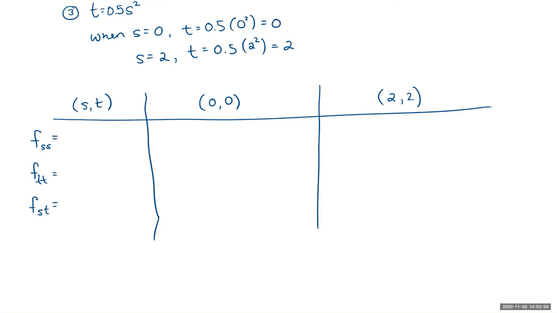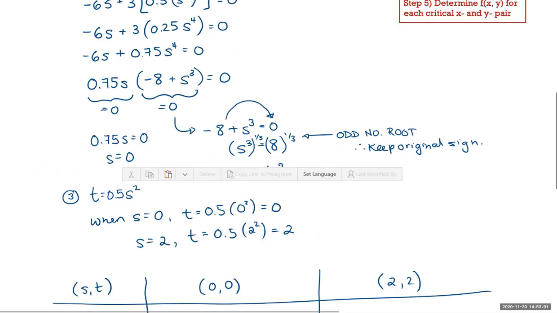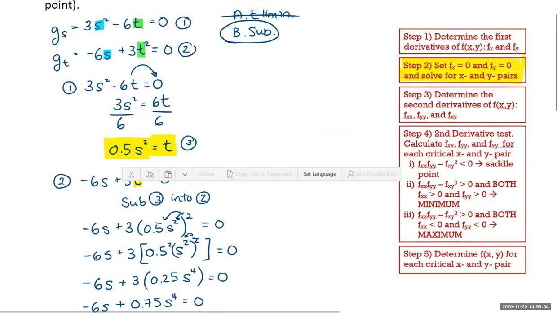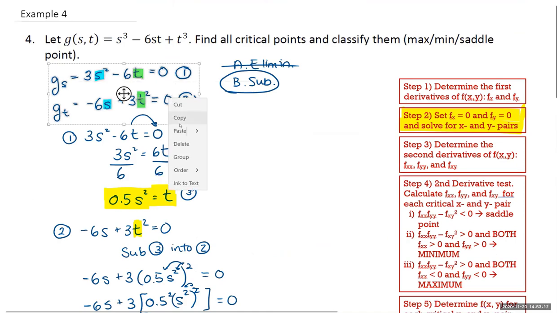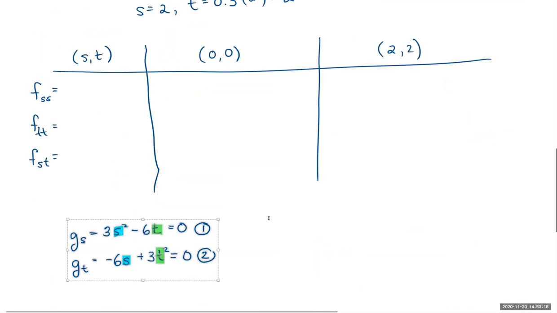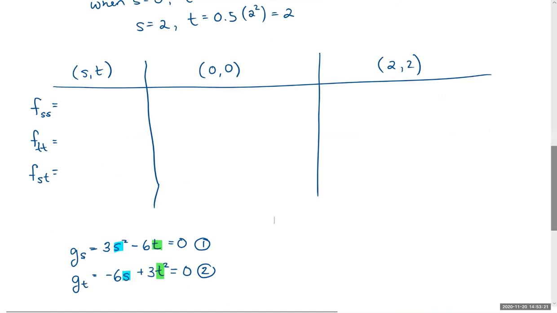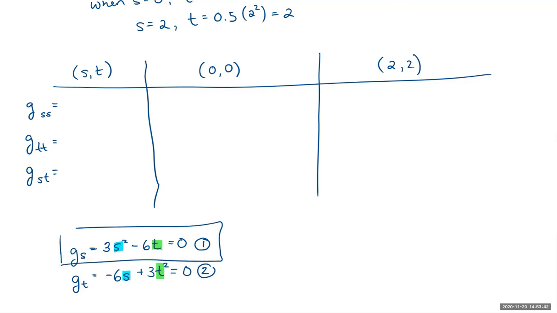So to get my second derivatives, I'm going to grab my first derivatives and take the derivatives again. For GSS, these should all be G's here, I'm going to take this first equation right here and take the derivative with respect to s. So the derivative of 3s squared becomes 6s. The second term, 6t, has no s in it, so I'm done with my derivative.